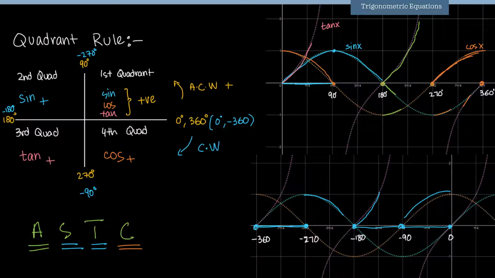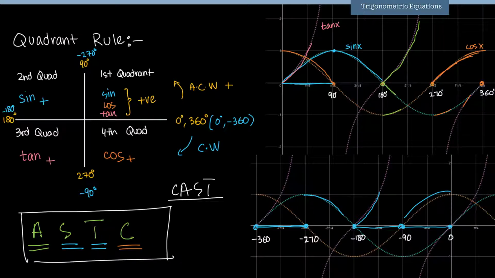Some people also like to call this the CAST rule, because C is over here, A is over here, S is over here, and T is over here. But I don't like to use this rule because some people mistakenly write a C over here. So it's better to remember this as ASTC.